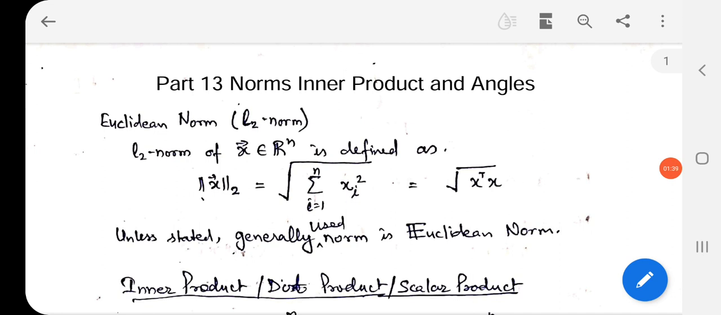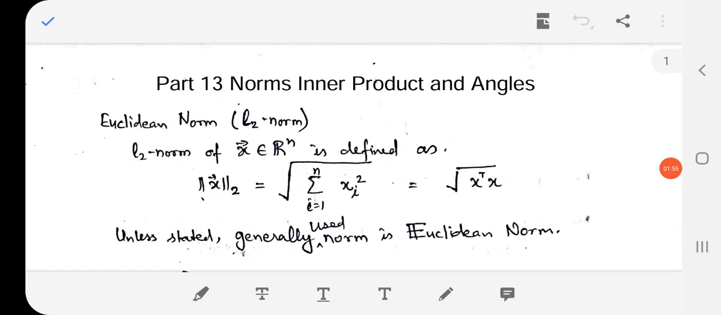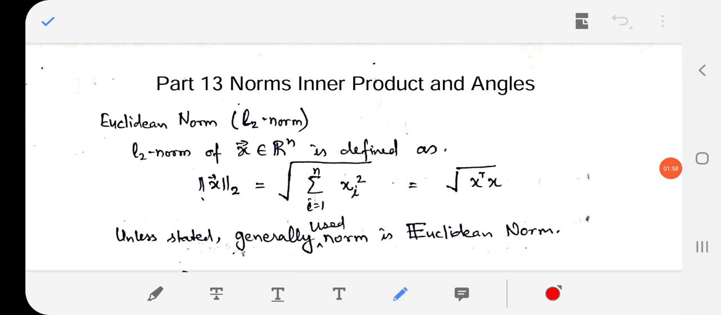Okay, so let us talk about what is a Euclidean norm. Euclidean norm is the most basic, most widely accepted norm, and that is also called the L2 norm, which we use all the time. You take the square of every component and sum them up, then you take the square root of that, and whatever value comes is called the Euclidean norm or L2 norm of the vector.